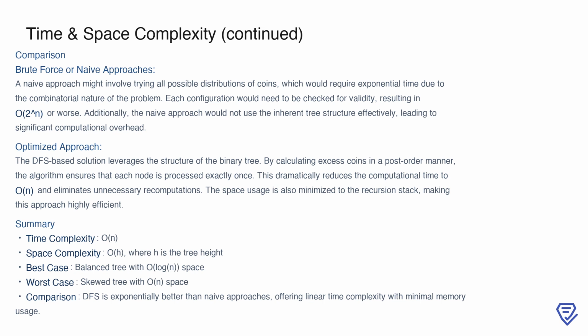By calculating excess coins in a post-order manner, the algorithm processes each node exactly once. This reduces the computational time to O(n), and minimizes memory usage to O(h), where h is the height of the tree. In summary, the DFS-based solution is exponentially more efficient than naive methods, offering linear time complexity and optimal space utilization, whether the tree is balanced or skewed.